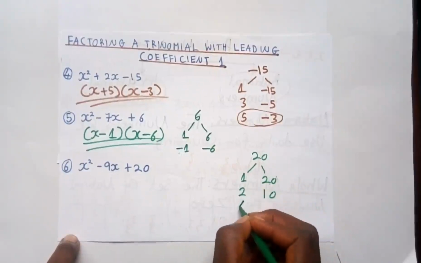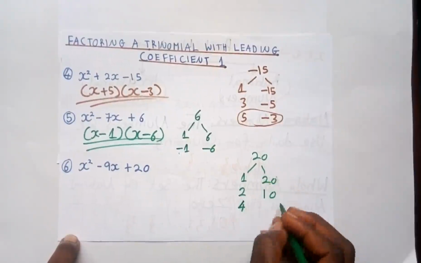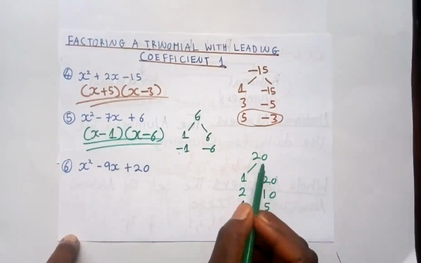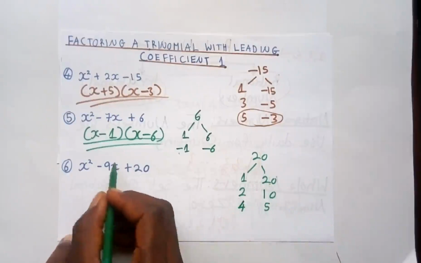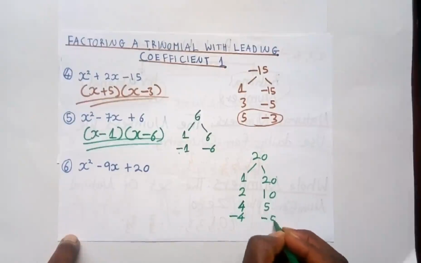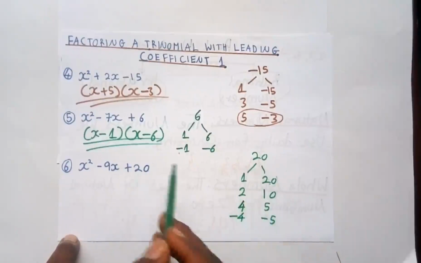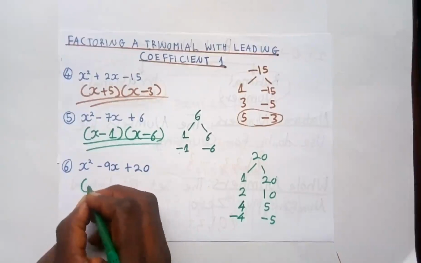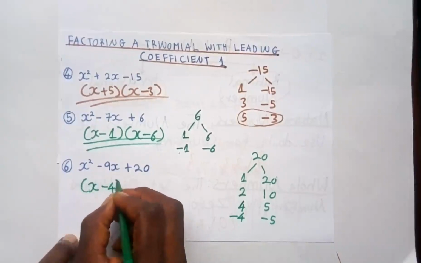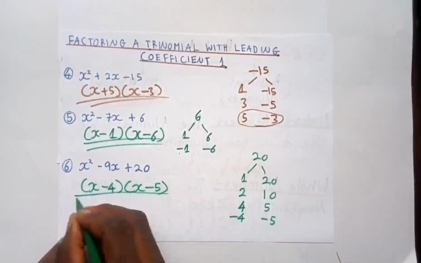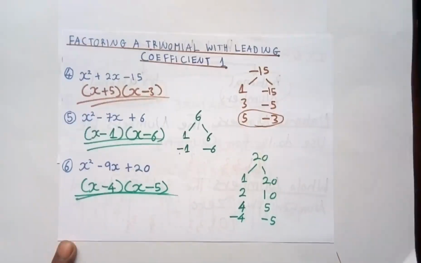20 can divide 3, so 4. 20 divided by 4 gives us what? 5. Okay. 4 multiplied by 5 gives us 20, and 4 plus 5 gives us positive 9, not negative 9. So this can be minus 4 and minus 5. So minus 4 multiplied by minus 5 gives us positive 20, and minus 4 plus minus 5 gives us negative 9. So x minus 4 and x minus 5 becomes the answer when you factor this polynomial.